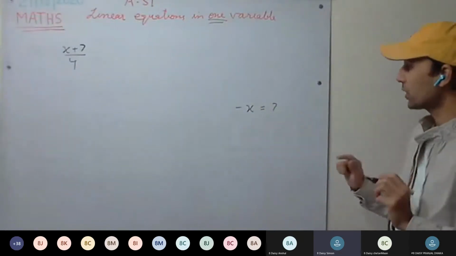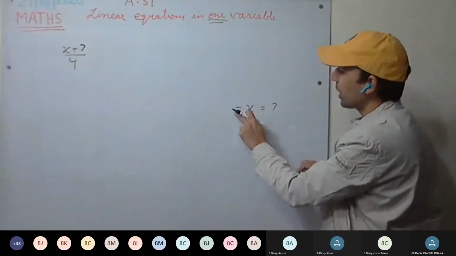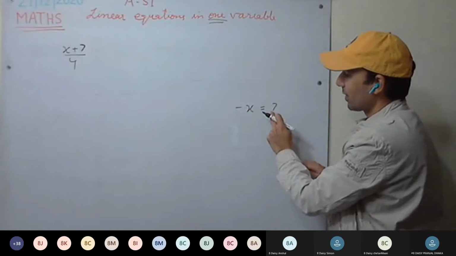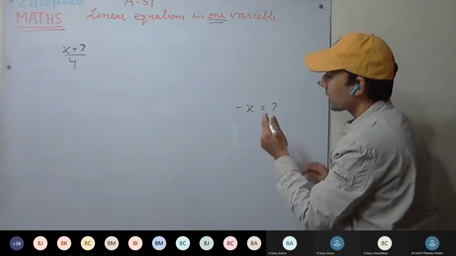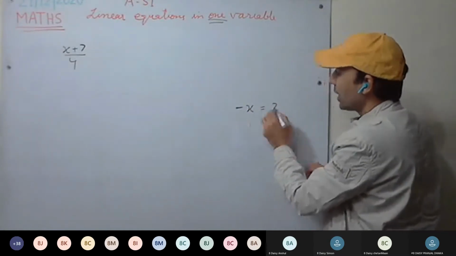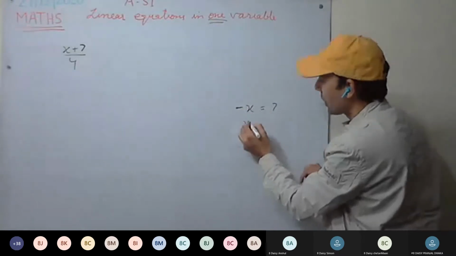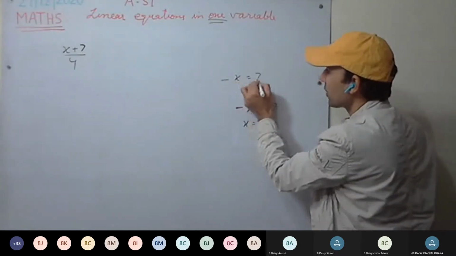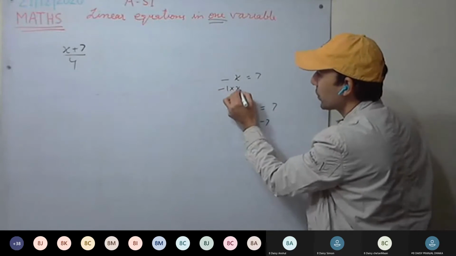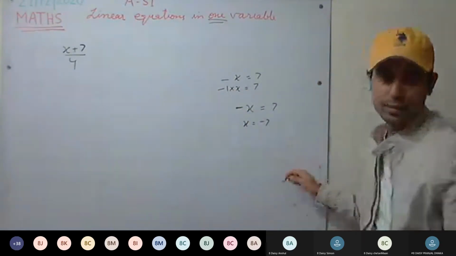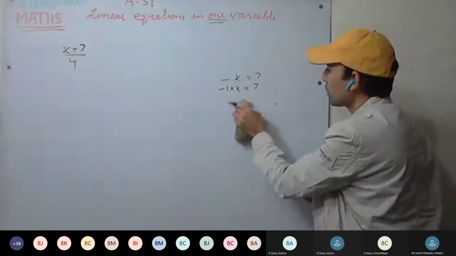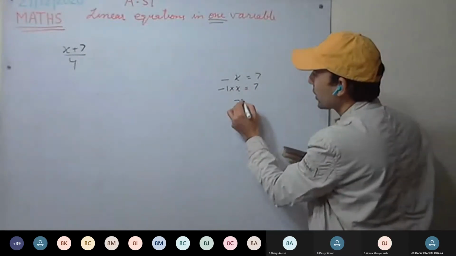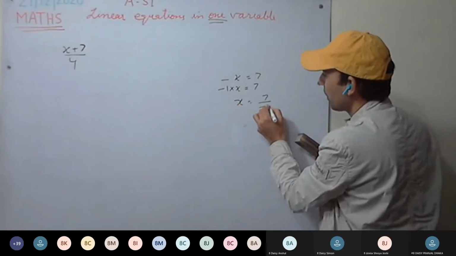Now see here, if I multiply both sides by minus 1, or see here, minus is there. If I transfer this minus, we simply write minus 7. Minus x equal to 7 means minus 1 into x equal to 7. Now transfer minus 1 to the other side, so x will be 7 upon minus 1.